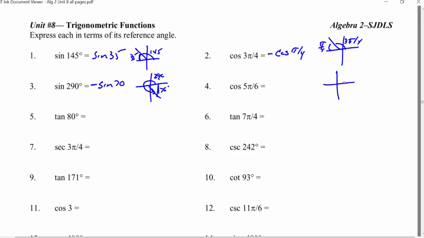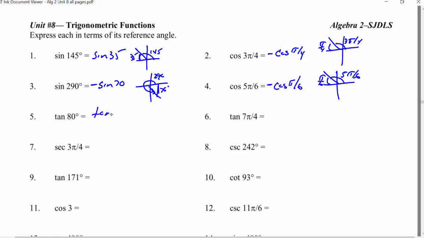Cosine of 5 pi over 6. 5 pi over 6 is in this quadrant. So what's left? Pi over 6. So this is the cosine of pi over 6. And cosine of 5 pi over 6 is negative, so it's the opposite of cosine of pi over 6.